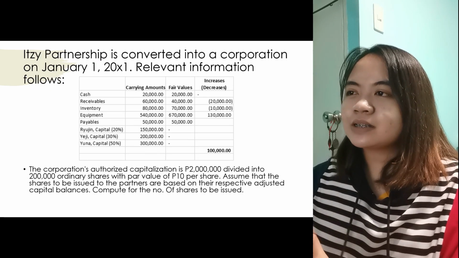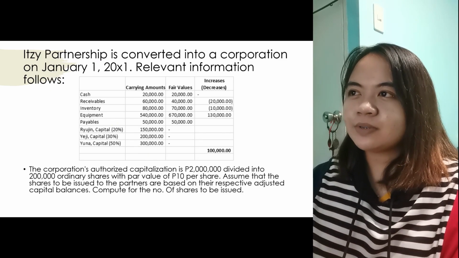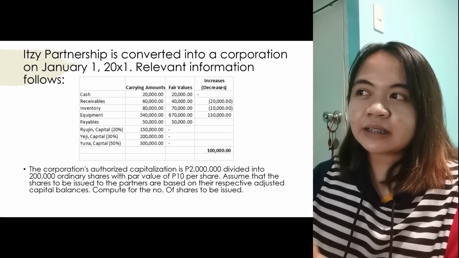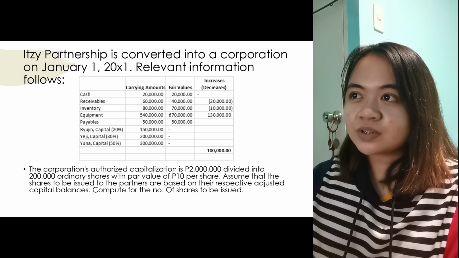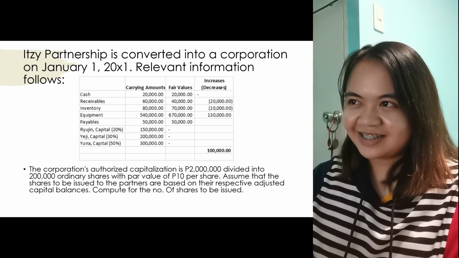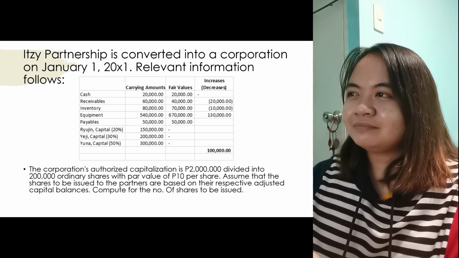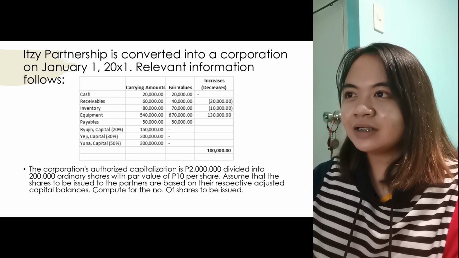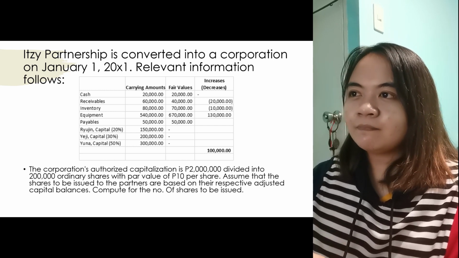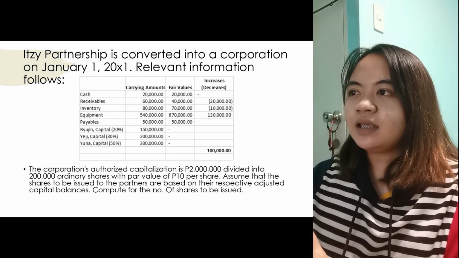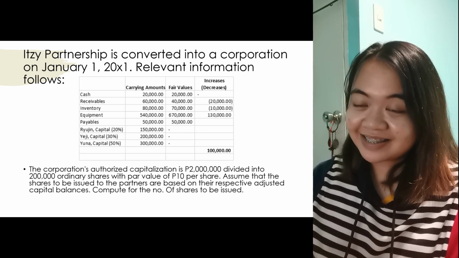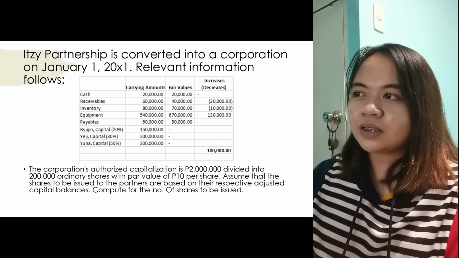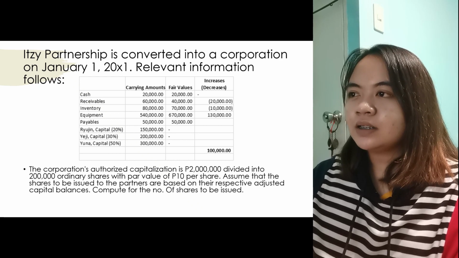Okay? So, let's look at the illustration. We have ITSI partnership is converted into a corporation on January 1, 20X1. Relevant information follows. So, given ka ng carrying amounts and then fair values and then kinompute ko na yung increases and decreases. Okay, so you have cash, wala. Receivables, meron. From 16 naging 14 na lang yung fair value niya. So, 20,000 decrease. Inventory, 10,000 decrease din. Equipment, 130,000 increase. Okay? Payables, wala. So, you have the capital accounts, and their respective capital interest.